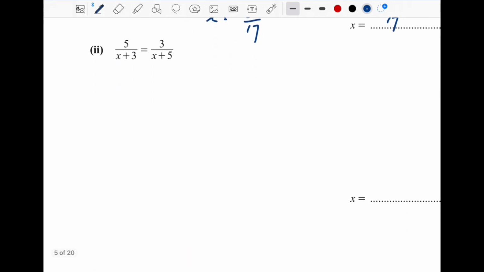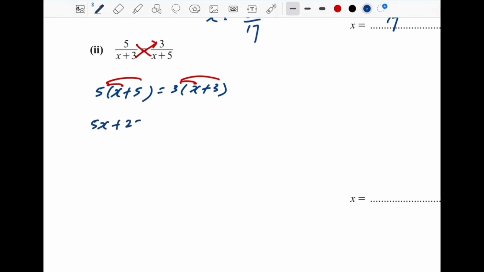Fraction equals to fraction. I think we can do cross multiplication, right? Okay, expand it. Collect the like terms.